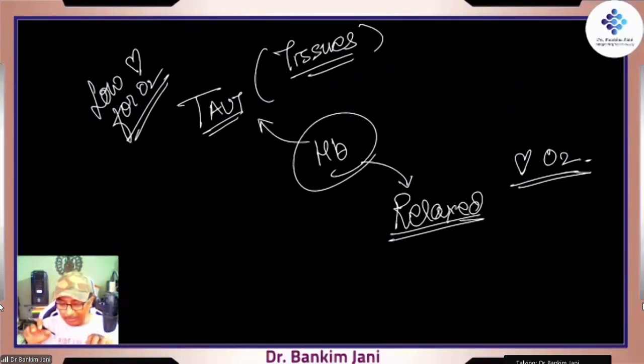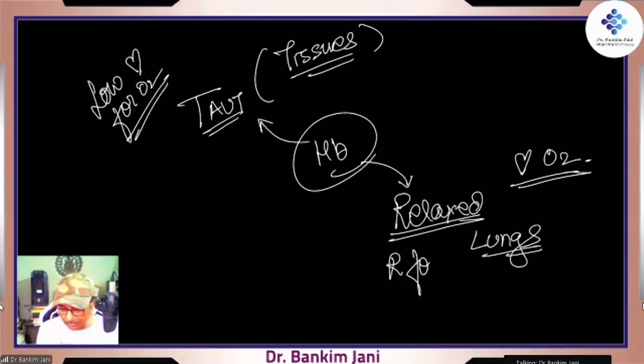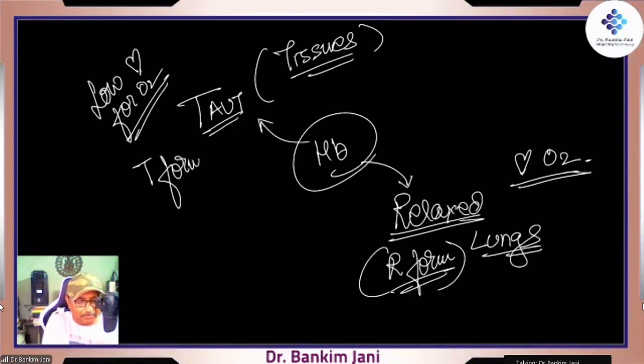This is called the R form, and the one above is called the T form. When it comes to the lungs, the relaxed one will take the oxygen, and then it will start traveling. When it reaches the tissues, the taut form will say, what to do with oxygen? Let it go. That is where it comes into the picture and releases the oxygen. This is how the entire body works, so finely tuned, like an orchestra, like music.